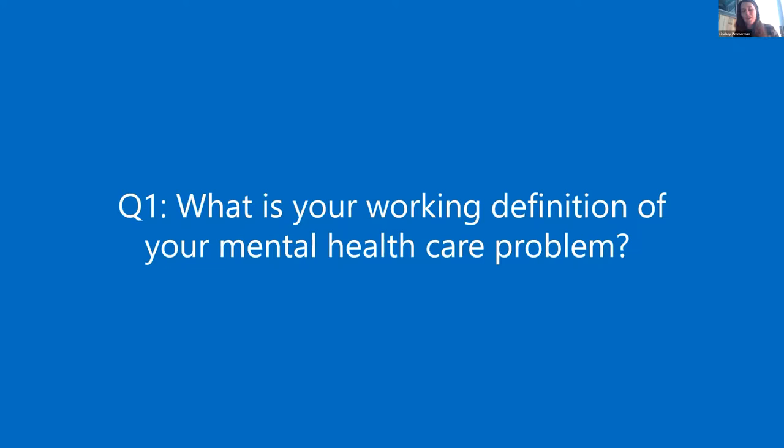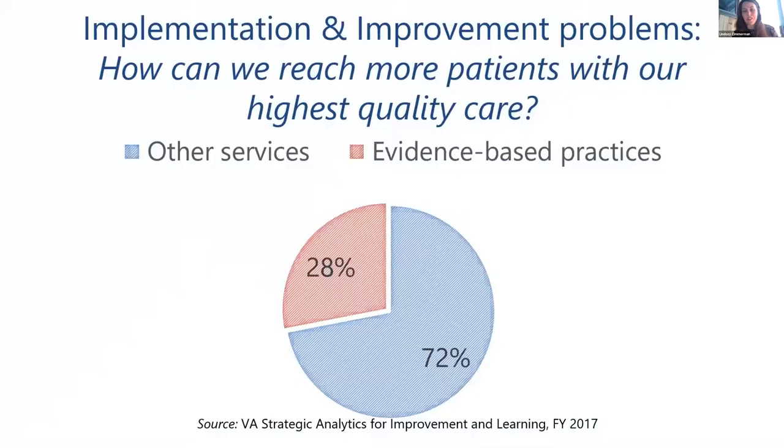So for an implementation scientist, we have to think right away, what's our working definition of our mental health care problem? And Dr. Borner talked about how problematic it is in terms of graphic variables and our data literacy skills to use pie charts. This is kind of like the typical pie chart of the implementation improvement scientist. The question is sort of, how do we get more patients to our highest quality care?